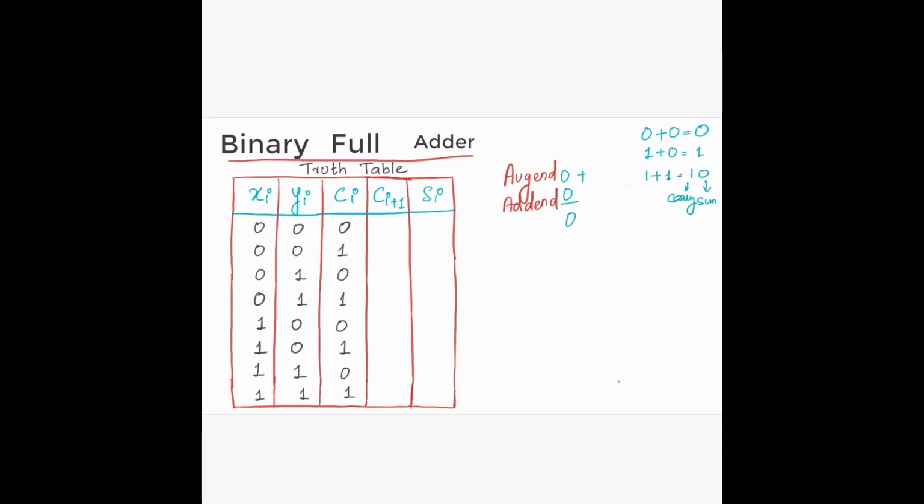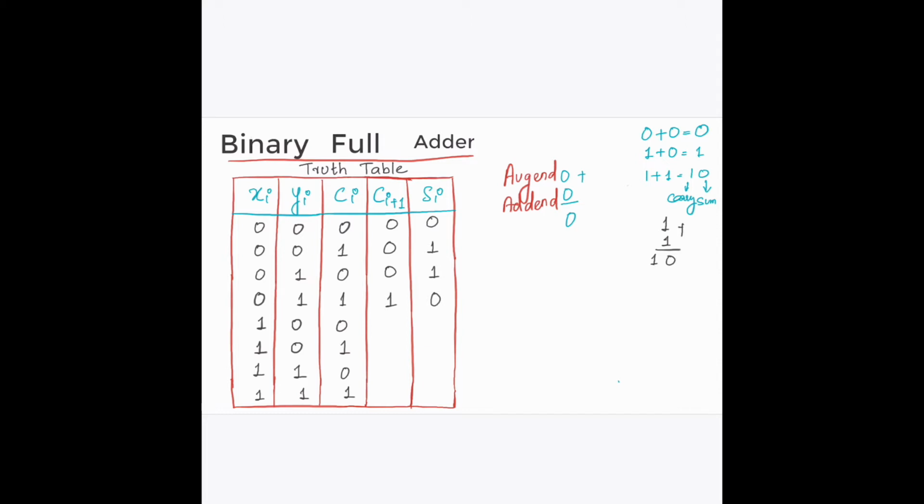0 plus 0 plus 0: the sum will be 0 and the carry will also be 0. 0 plus 0 plus 1: the sum will be 1, the carry will be 0. Then 0 plus 1 plus 0: the sum will be 1, the carry will be 0. Then 0 plus 1 plus 1. So 1 plus 1, the result will be 0 and 1, where 0 denotes the sum and 1 denotes the carry.